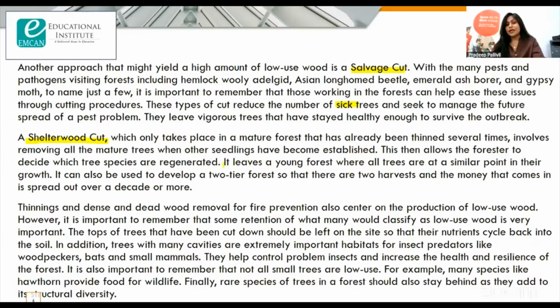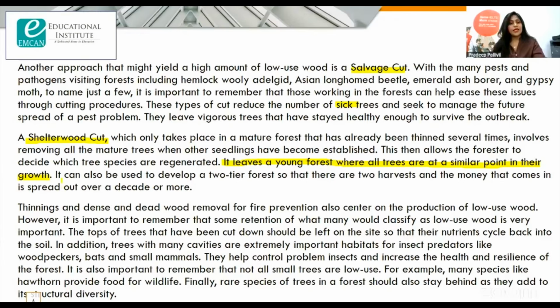This is important. It leaves a young forest where all trees are at a similar point in their growth. It means they started growing together, so they continued to grow together, so now they are at a similar point in their growth. It means the trees are close in age. So we found one answer there, but we still have another sentence to read.